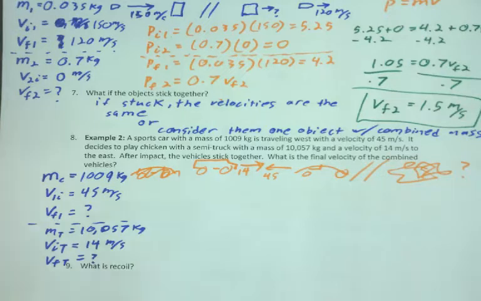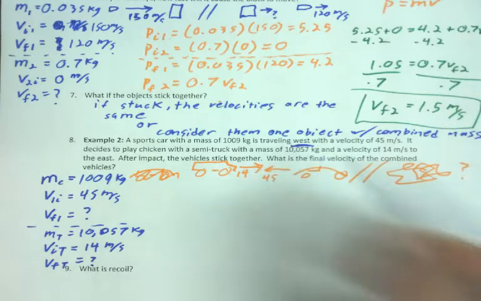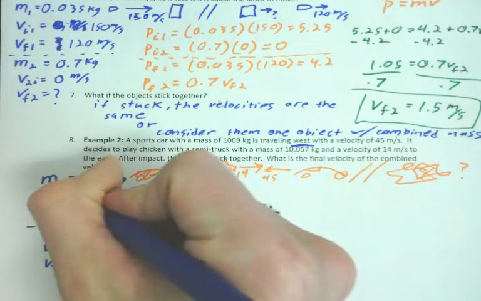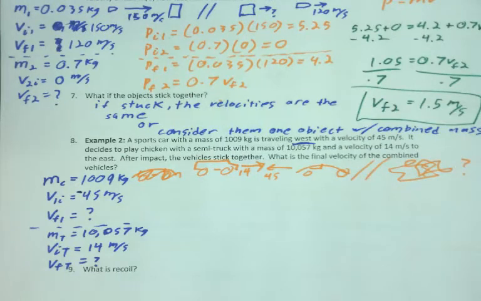Okay, I did something wrong. What did I do wrong? Yes, it's going west for the car. So that means the initial velocity of the sports car is 45 in the opposite direction, so negative 45. Now, you may be saying to yourself, well, what if I did negative 14 instead? That's fine. You just get an opposite answer of me, and there's nothing wrong with that. Okay?